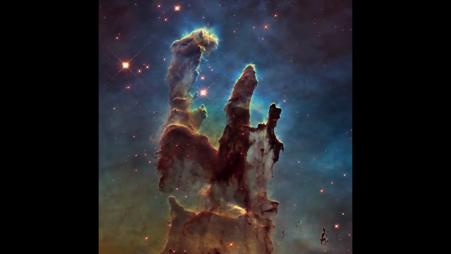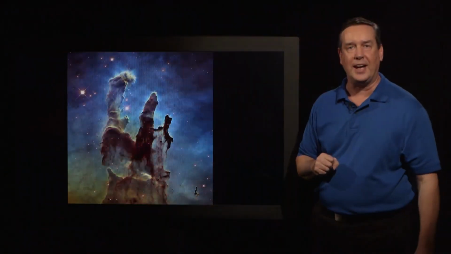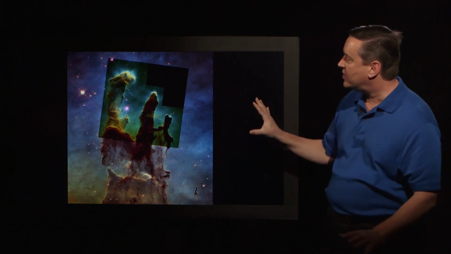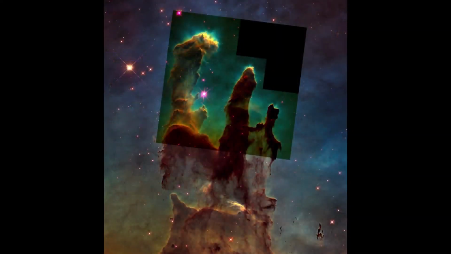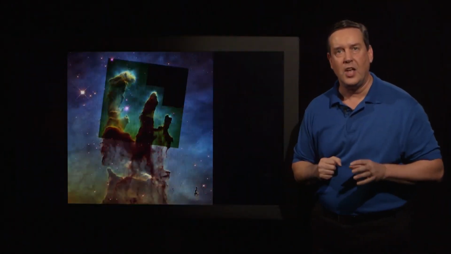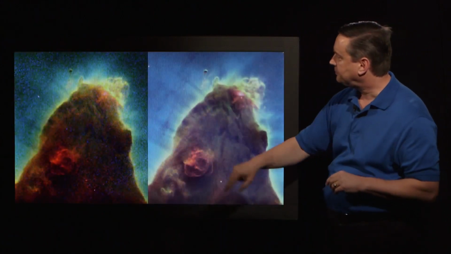Now, the original was stunning when it came out, but I think this is even more dramatic. And if I overlay the original image, you can see that it covers a much larger region on the sky. About 6 times the area on the sky is covered within the new image. And because of the higher resolution of the detectors, it has about 20 times more pixels. So let's take a look at the comparison between the old and the new.